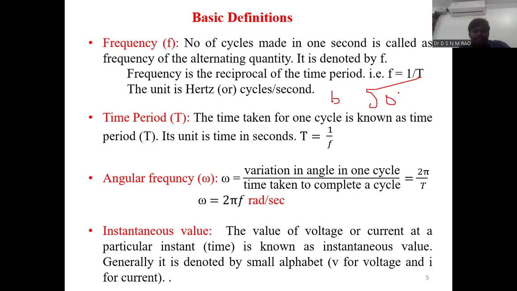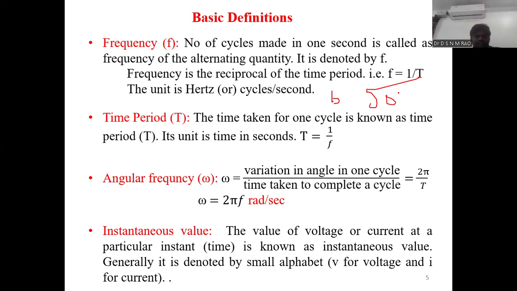Next definition is time period. The time taken for one cycle is known as time period. The time taken for completion of one cycle is called time period. It is also represented as the reciprocal of frequency. T equals 1 by F, and it is measured in seconds.